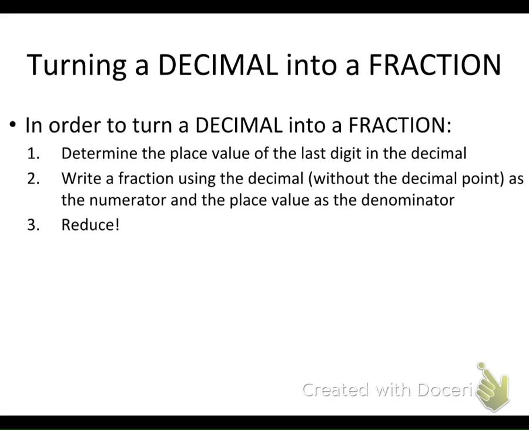Once you're able to determine that, you're going to write a fraction because we're changing a decimal to a fraction. So you're going to write a fraction using the decimal, but you're taking the decimal point out, as the numerator. And then the place value as the denominator. So once we find that place value, we're going to write it as a fraction. We're going to write that decimal as our numerator, and we're going to write that place value as the denominator.